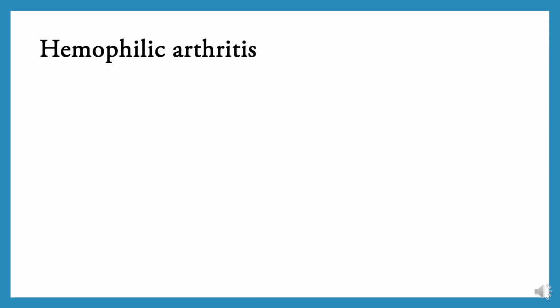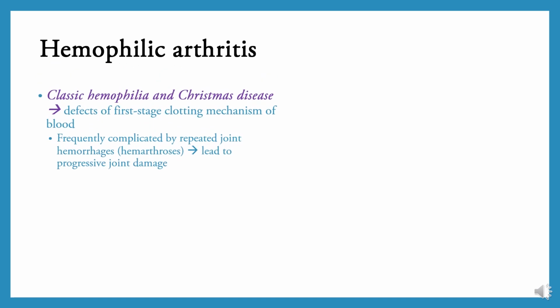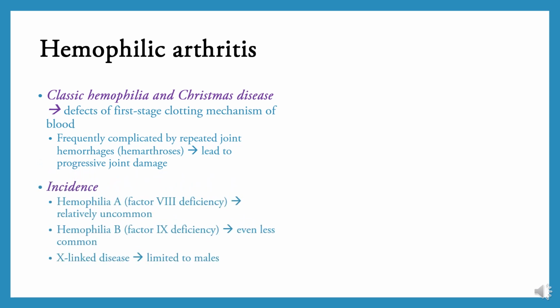Hemophilic arthritis. It is a classic hemophilia and Christmas disease. It affects the first-stage clotting mechanism of blood. The incidence is related to hemophilia A, hemophilia B, and X-linked disease.